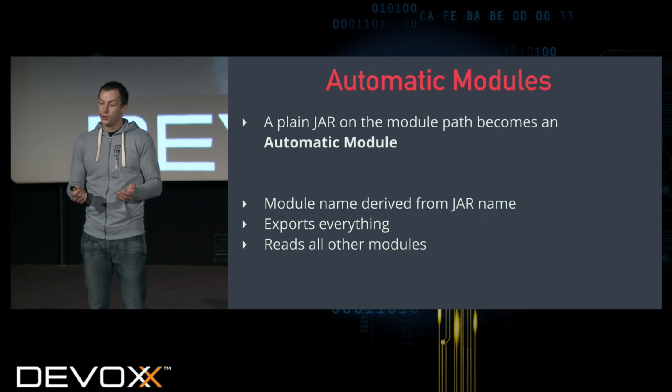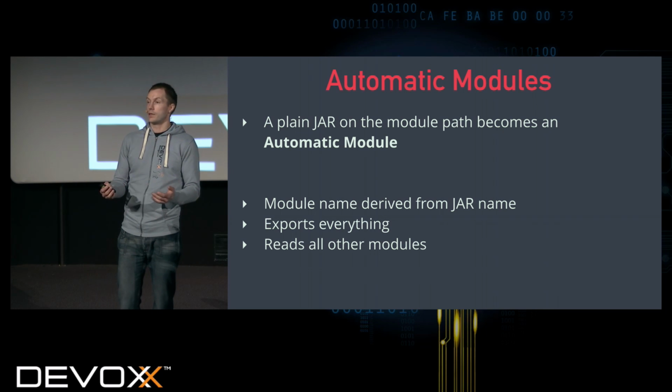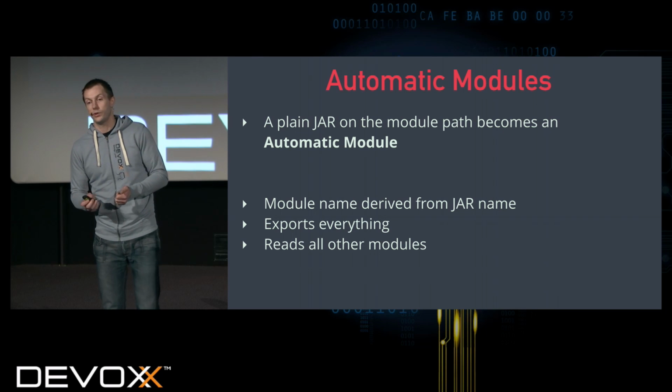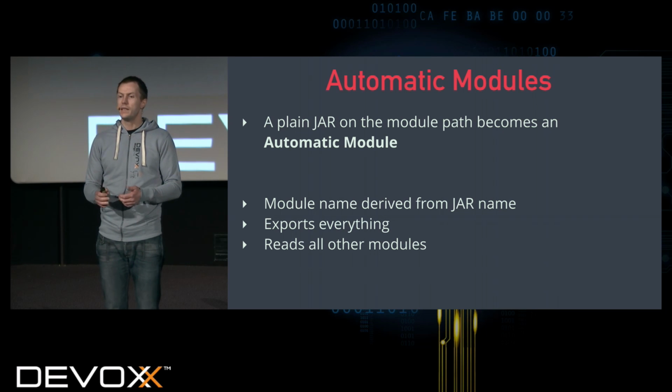it becomes an automatic module, and that means that we can actually use it as a module. It gets a module name, and that module name is derived from the file name. So basically it just looks at the name of the jar file, strips off versioning information, and that's your module name.